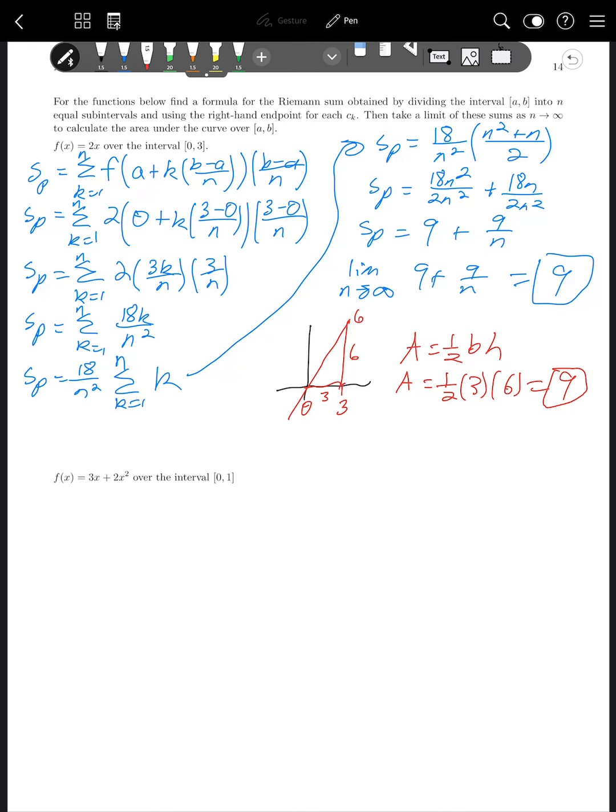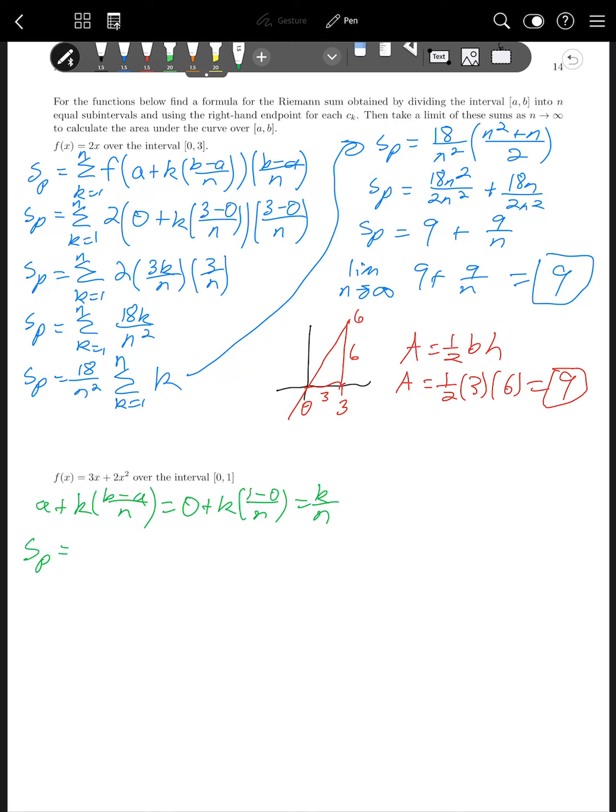Okay, and then the last one we can do together. It's similar to the second one we did together, except it's a little easier because a is 0. And anytime a is 0, that's going to make our life slightly easier. So in this case, we're finding a plus k times b minus a over n. If we plug in those values here, it's going to be 0 plus k times 1 minus 0 over n, which is just going to be k over n. So what we're plugging into the function is a lot simpler here.